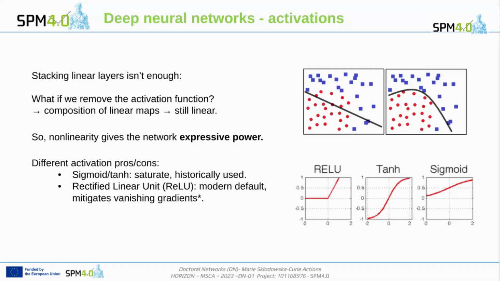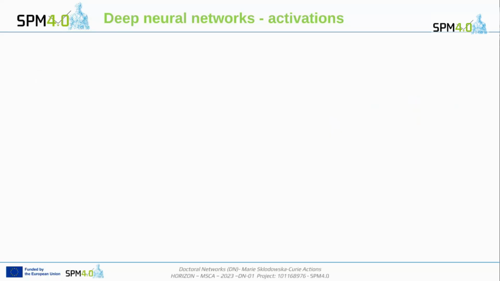And here are the common activation functions we have used. Sigmoid and tanh were historically used, not so much anymore. ReLU is much more modern because it mitigates this thing called vanishing gradients, which we'll come back to later.